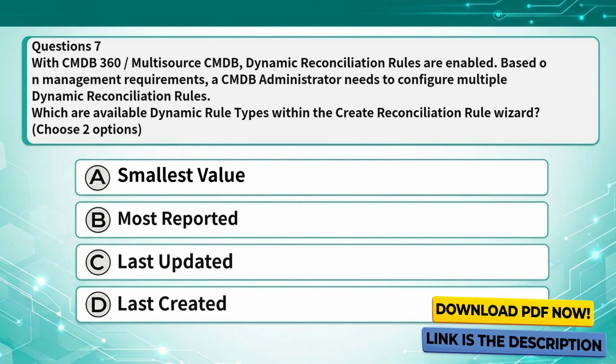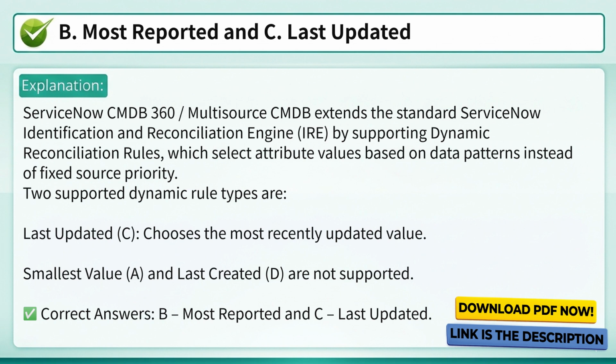Question 7. With CMDB 360, multi-source CMDB, dynamic reconciliation rules are enabled. Based on management requirements, a CMDB administrator needs to configure multiple dynamic reconciliation rules. Which are available dynamic rule types within the Create Reconciliation Rule wizard? Choose two options: A, smallest value, B, most reported, C, last updated, D, last created. Correct answer: B, most reported, and C, last updated.